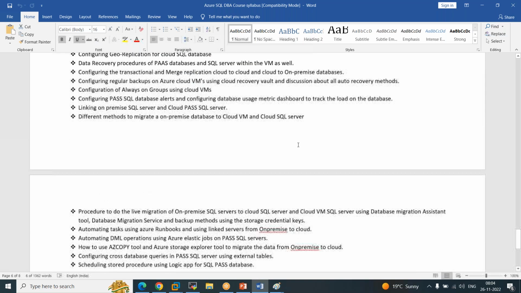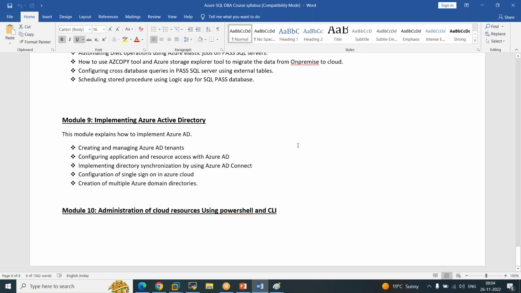When it comes to the automation side, we're going to cover 5 different types of automation: PowerShell automation, Logic App automation, Elastic Agent Job automation, Runbook automation, and using the on-prem agent, how we can leverage our on-prem agent to automate in the cloud. Those different types of automation we're going to talk about.